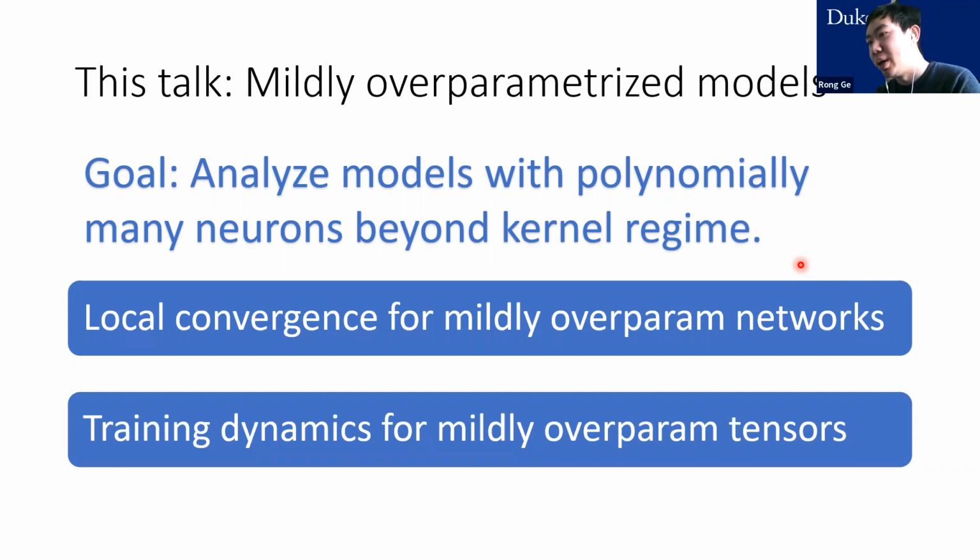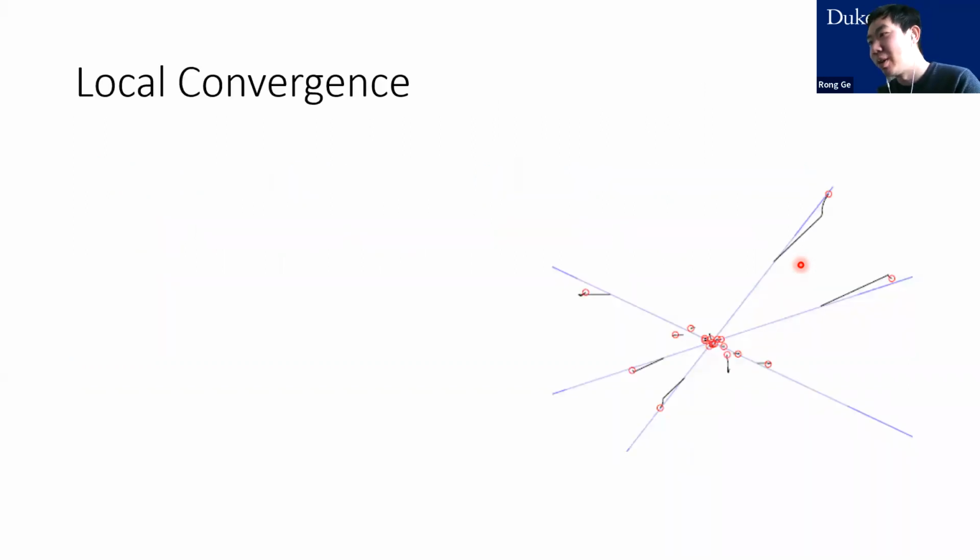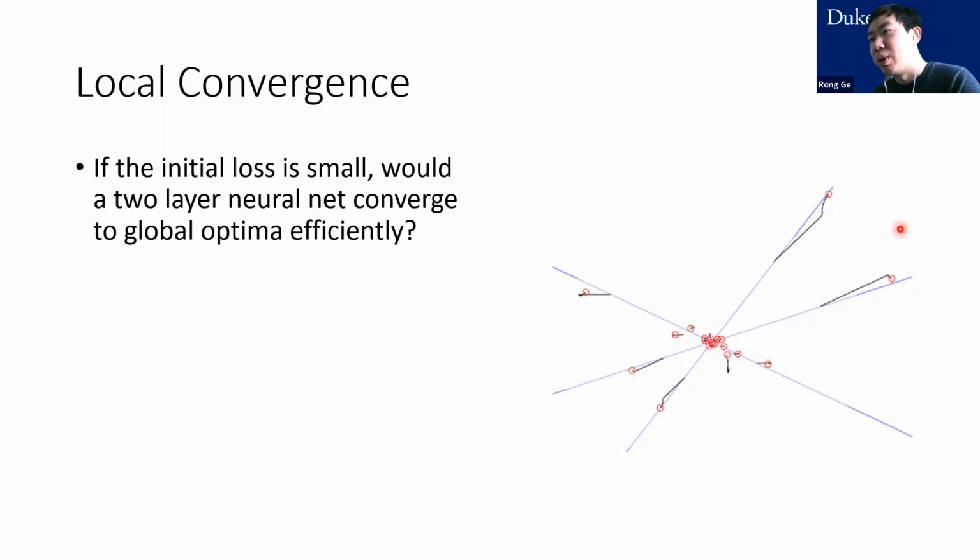So let me first talk about local convergence and why we care about local convergence for these overparameterized models. Local convergence is a much easier problem compared to global convergence. The question that we are asking is, if the initial loss is small, would a two-layer neural network converge to its global optimum efficiently? And here by global optimum, I really mean the global optimum of the population loss, which, in order to achieve that, you have to have student neurons match the direction of teacher neurons under the assumptions that I'm going to make.